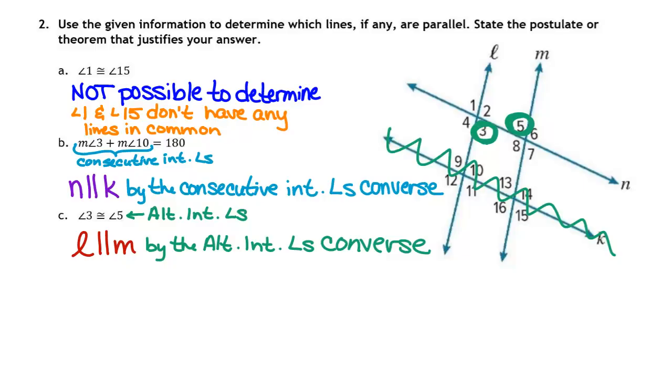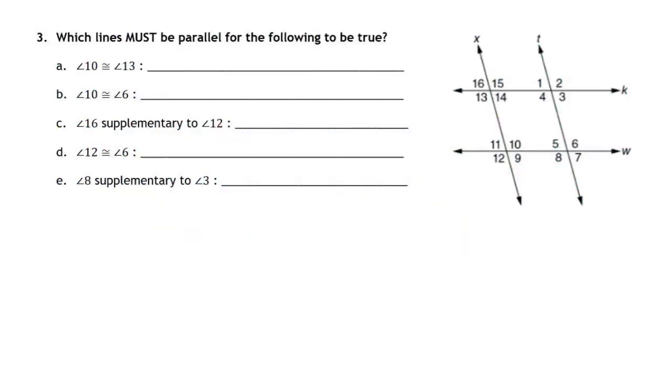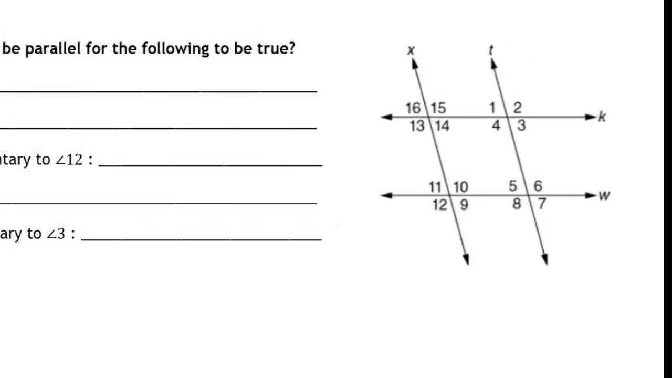All right, let's look at number 3, very bottom of the page. A little bit easier. I'm not going to make you give the postulate or theorem, or at least we won't need to write it down. Which lines must be parallel for the following to be true? Angle 10 is congruent to angle 13.